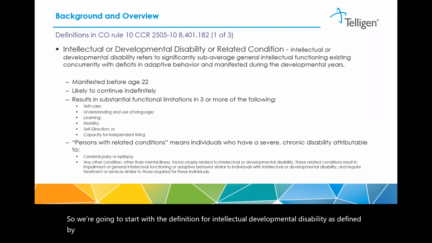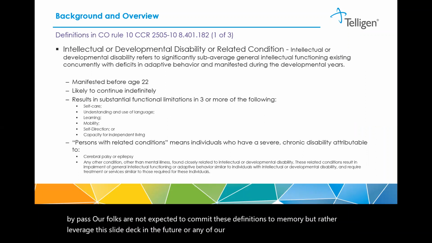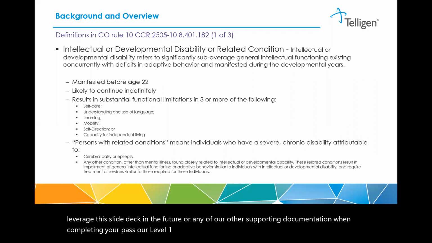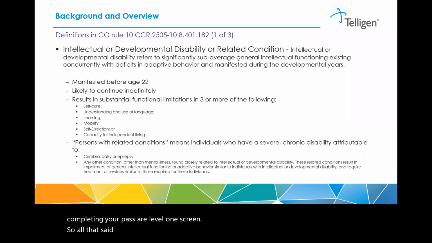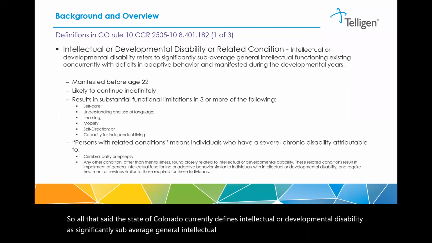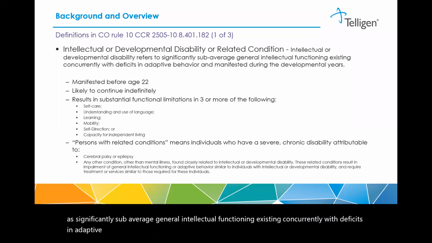Folks are not expected to commit these definitions to memory, but rather leverage this slide deck in the future or any of our other supporting documentation when completing your PASSR level one screen. So, all that said, the state of Colorado currently defines intellectual or developmental disability as significantly sub-average general intellectual functioning, existing concurrently with deficits in adaptive behavior and manifested during the developmental years.